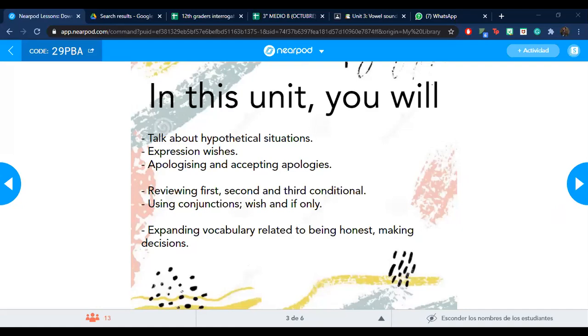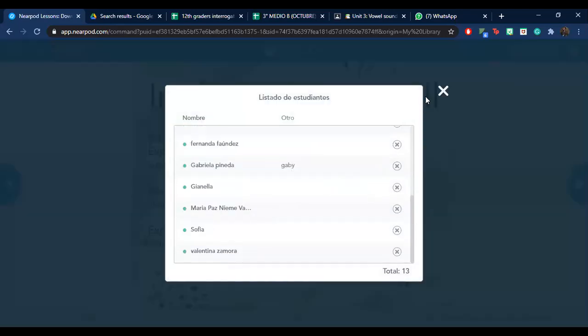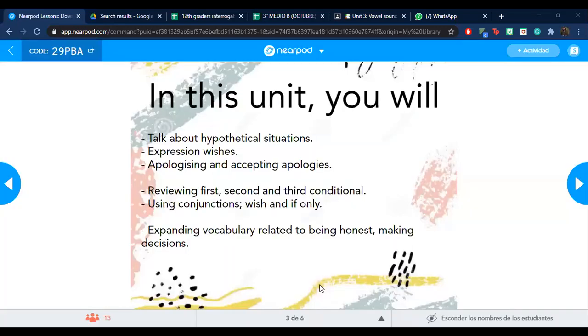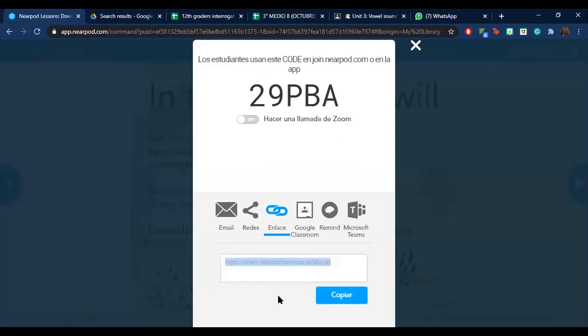So we are now 13 people and we have connected 25. What's going on with the rest? Do you have any problems? Have you got any troubles with the connection? I'm going to send it again. Maybe some people are lost. That's a code. This is the link. Please log in.